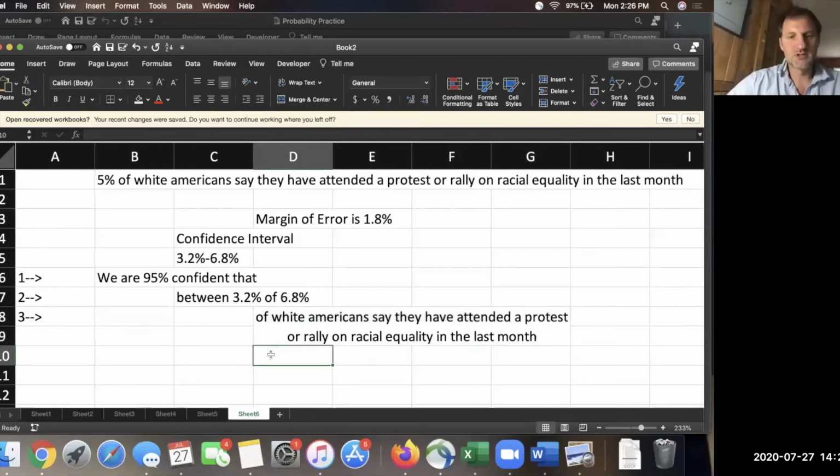Okay. So we're bringing nuance into what we're saying. I think bringing nuance is important because in the era of alternate facts, fake news, it's important to acknowledge where nuance exists, right? We don't know for sure what the number is. These are people who say they attended a rally, but we're going to take their word for it. But it's still just somewhere between 3.2 and 6.8%. We're 95% confident of that.